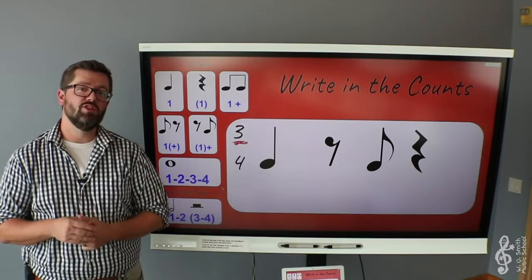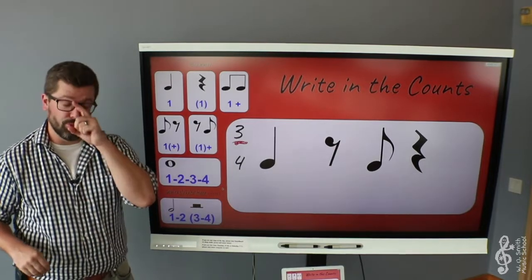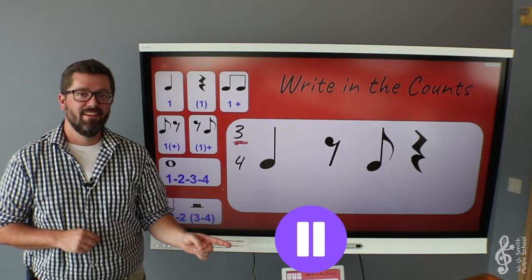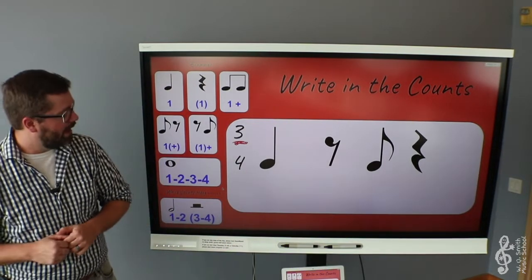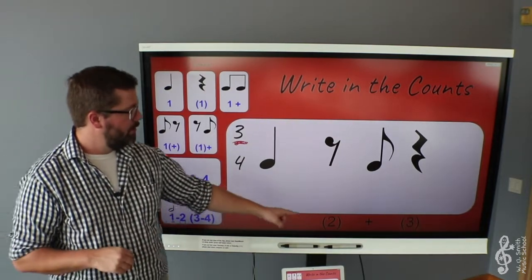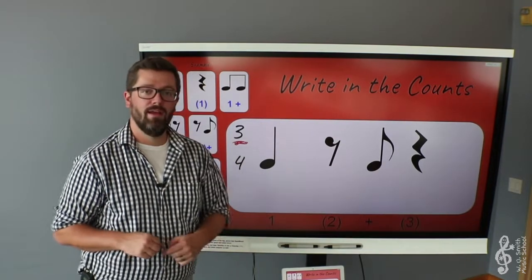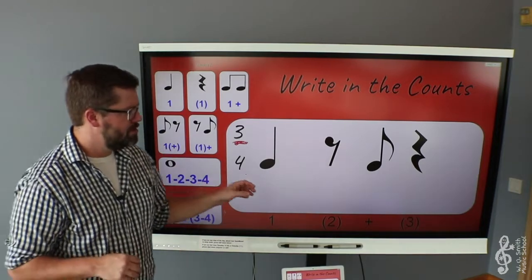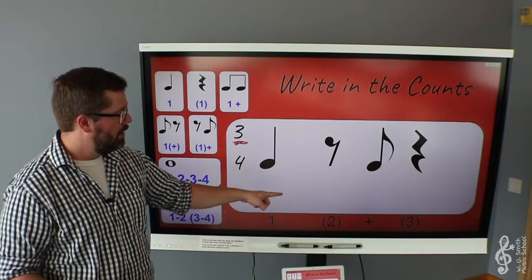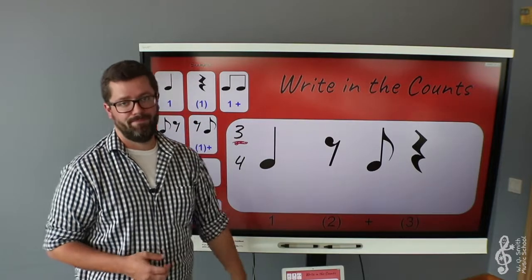3/4 time. So your highest number is going to be 3 in this one. Go ahead and press pause now. Okay, so let's take a look. 1, 2, and 3. So you had 2 notes and 2 rests, right? 2 sounds, 2 silences. 1, 2, and 3.